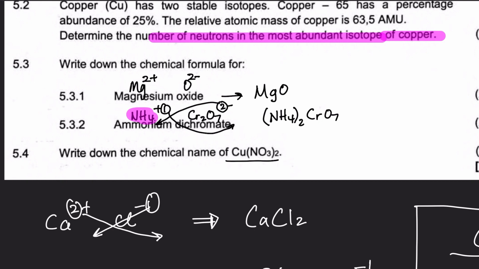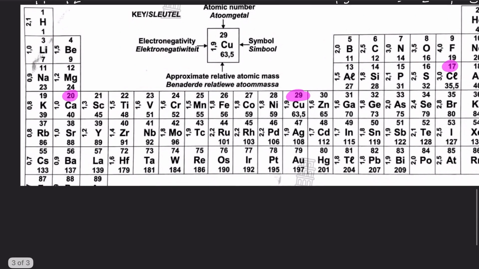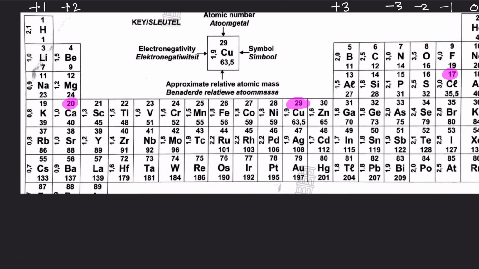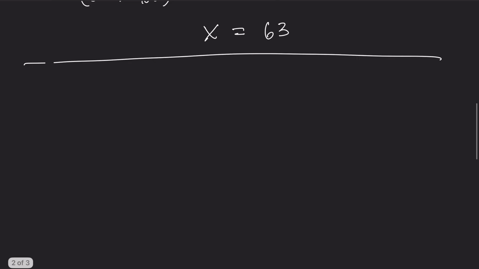Okay, next one, write down the chemical name for Cu(NO3)2. So Cu is copper and NO3 is nitrate. But we need to be careful here, because copper is a transition metal. If we go down here and see, copper is a transition metal, meaning that the oxidation numbers can vary. The charges can vary. And it varies depending on a number of factors, but one factor is what it's bonded to.